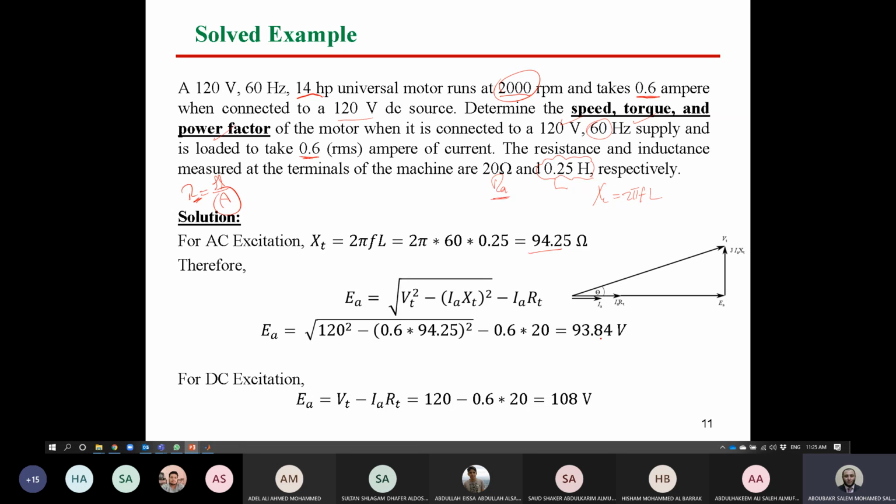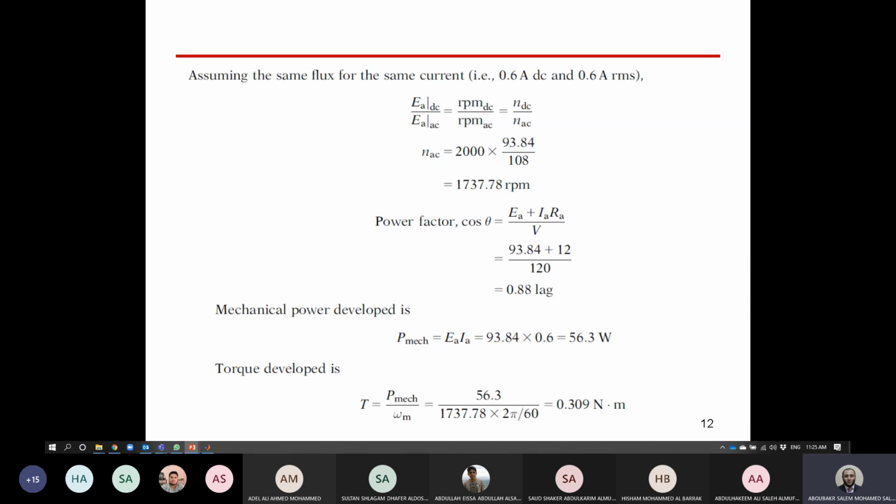In case of DC excitation, we have the same value of current and you have the value of resistance. So simply we can say EA in case of DC equals VT minus IA RA. So the DC voltage is 120, current is 0.6, so the EMF will be 108 volt. Now we can compare between the values of E in DC case and in AC case and compare it to the speed. So we can say finally N, or speed in AC excitation, will be 2000 RPM multiplied by E AC over E DC. So as you can see here, this is now the speed in case of AC excitation. Of course it has to be lower than N in case of DC excitation.